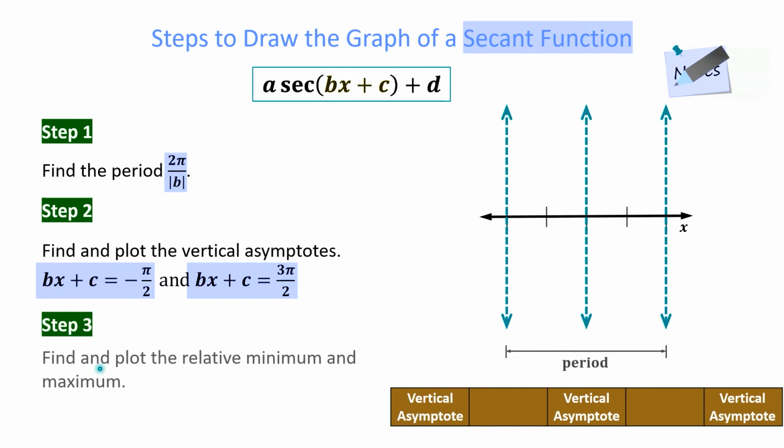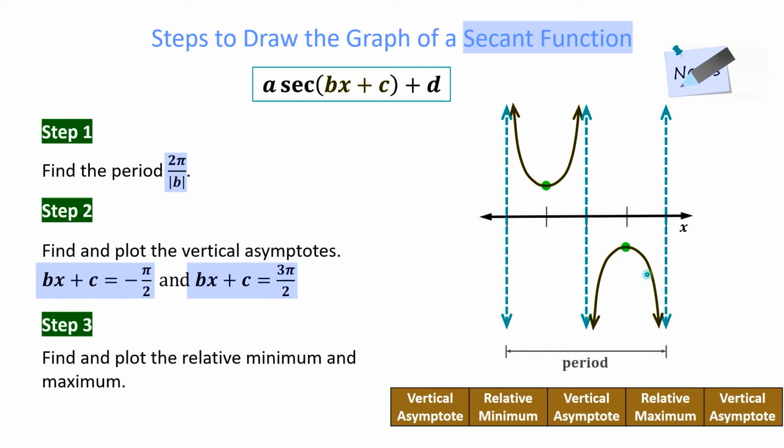Now, for step 3, we find and plot the relative minimum and relative maximum. Over here, we will begin with the relative minimum, and then we'll have the relative maximum. So these two have swapped around compared to the cosecant function, so you do need to remember that. If this is our relative minimum, then we know that the graph will go through this but curve upwards. And this is our relative maximum. We know that the graph will go through this, but it will curve downwards.